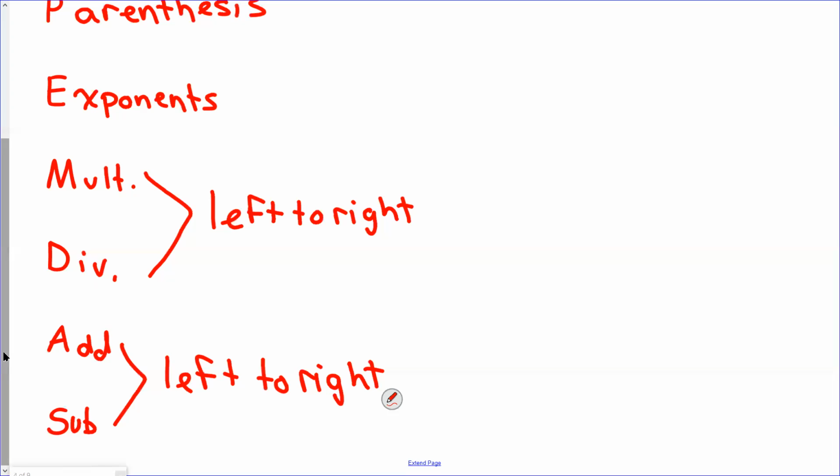So PEMDAS, parentheses, so get rid of any parentheses first. E, exponents, get rid of all exponents second. Next, multiplication and division happen at the same time, left to right. Addition and subtraction happen last, left to right. So let's look at some examples.